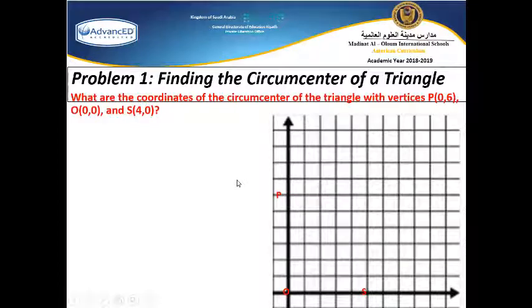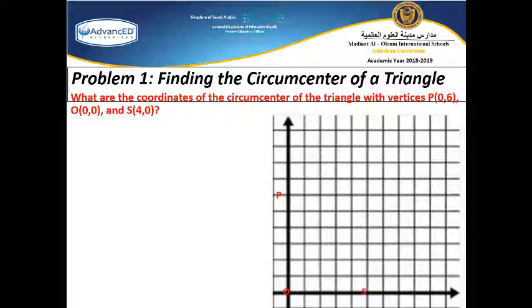How to find the circumcenter of the triangle? As we explained before, the perpendicular bisector is the segment passing through the midpoint and making a right angle. Then to find the circumcenter, the point of intersection of the perpendicular bisectors, we need to find the midpoint of each side and draw a perpendicular passing through each midpoint.